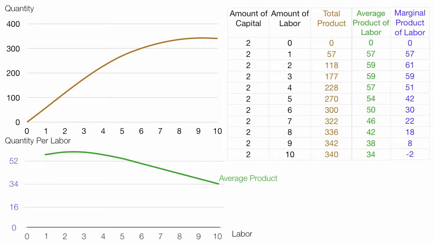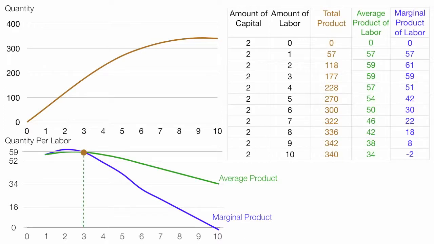Now I'll graph marginal product of labor, it's blue. Notice that these two graphs intersect at 3 labor units. Average product of labor and marginal product of labor is 59. Now if I draw it up, I see the total output at that level is 177. So I end up with 3 labor units, total product of 177, average product and marginal product of labor are both 59.